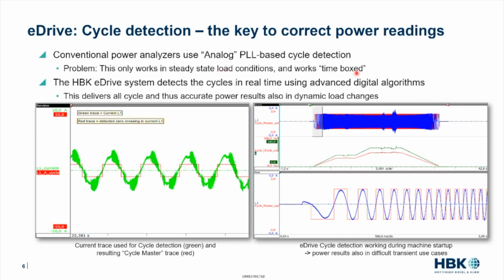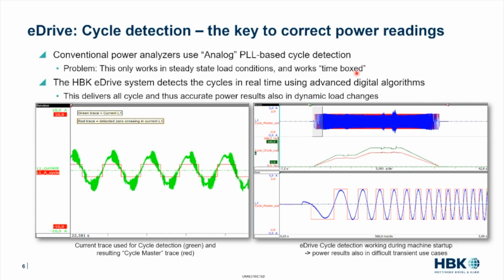Also, they work time boxed, meaning most power analyzers measure a time window of 100 milliseconds, and then within that 100 milliseconds, they calculate the power and give you that result. So they have a fixed time window in which they are measuring, and that is independent from your input signal. They always measure at a certain time boxed frequency.